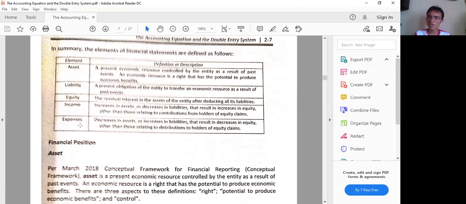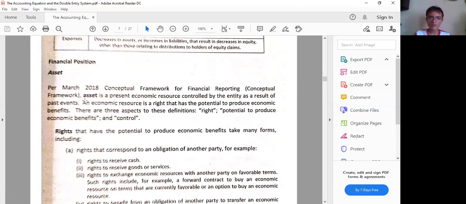Expenses would be the opposite. It's the gross outflow. Inflow is coming in, outflow is going out of the organization because of certain payments that should be made in terms of expenses. Okay, so these are the 5 elements.